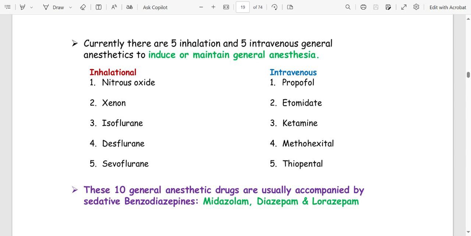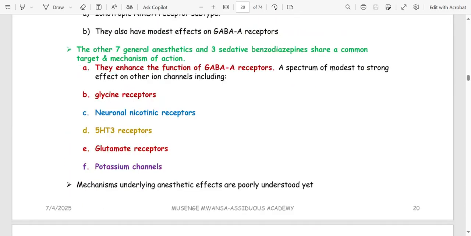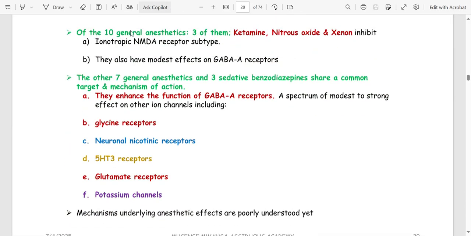And these 10 general anesthetic drugs are going to be accompanied by sedatives, drugs to depress the nervous system, basically the benzodiazepines: midazolam, diazepam, lorazepam. So of the 10 general anesthetics, 3 of them, which are ketamine, nitric oxide, and xenon, will be able to inhibit the NMDA receptor subtype, and they also have a modest effect on the GABA A receptor. The other 7 anesthetics and the 3 benzodiazepine sedatives will share a common target mechanism.